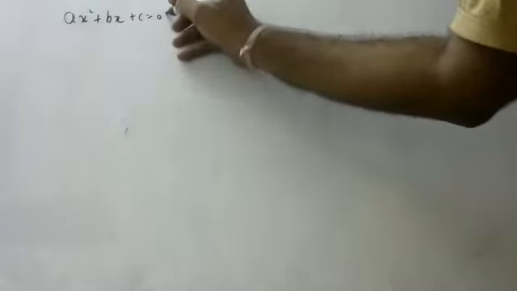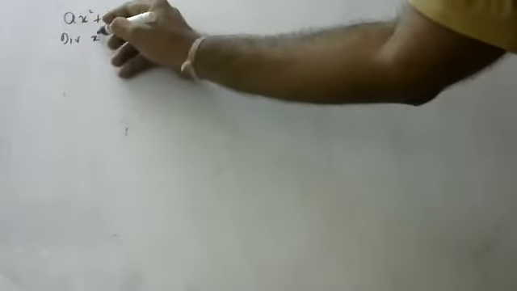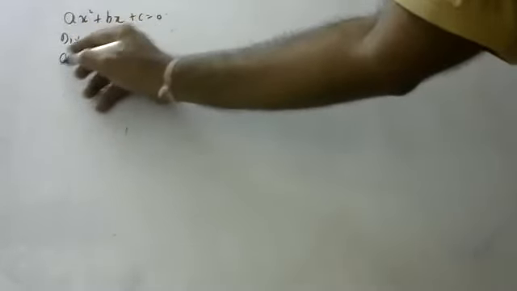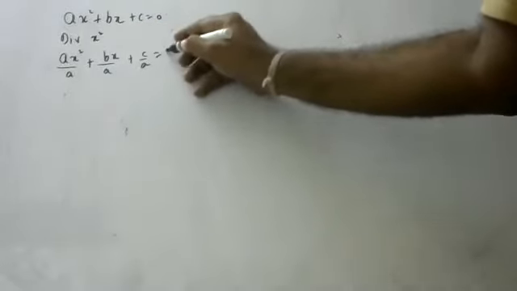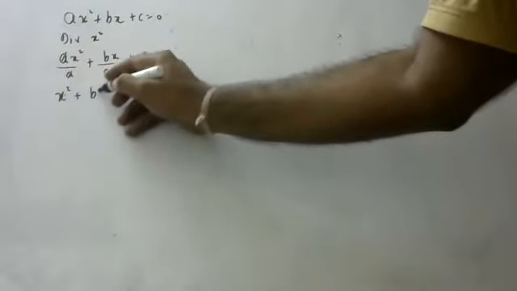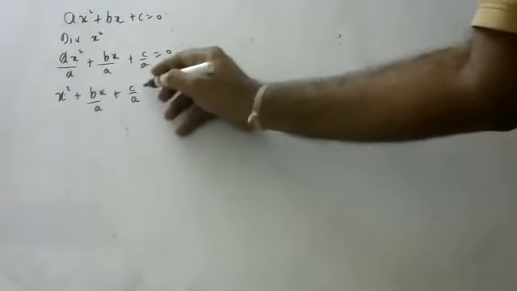So children, we know the quadratic equation is in the form of ax square plus bx plus c is equal to 0. Yesterday I was telling you the completing square method, in which the first step is to divide the whole equation by the coefficient of x square. Ax square by a, bx by a, c by a is equal to 0. Now cancel this. X square plus bx by a plus c by a is equal to 0.